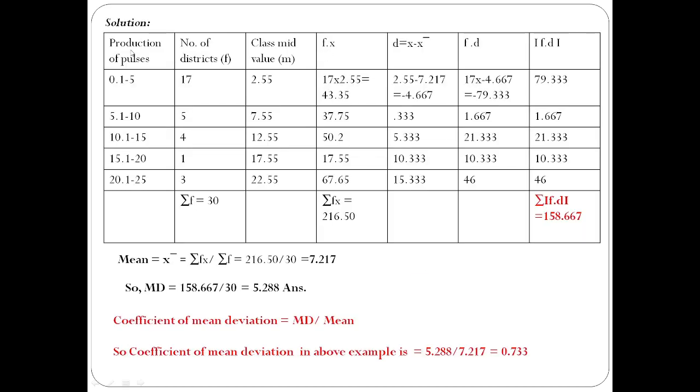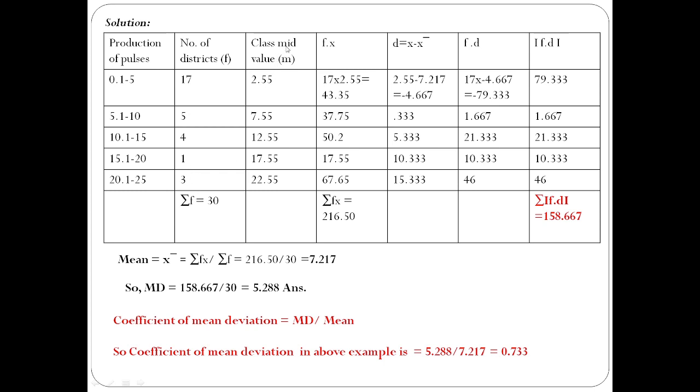Now look at this. We have to prepare the table. So it is the production of pulses, and here is the number of districts. So this is not x. We are not saying that this is the x value. It is the class interval. So 0.1 to 5, the number of districts is 17. 5.1 to 10, the number of districts is 5, and in this way. So we need to calculate the summation of f. That is, summation of f is 30.